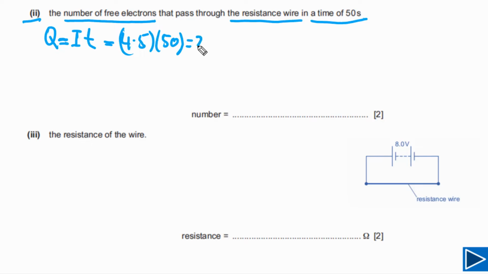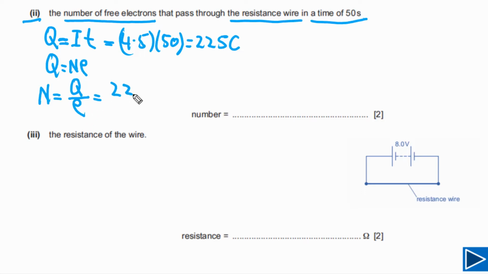Now if we solve this, our final answer is going to be 225 coulombs of charge. Now we need to find the number of free electrons. Q is equal to the number of free electrons times the charge on a single electron. But for this question we need to calculate the number of free electrons, so this will be equal to Q over the charge on a single electron.